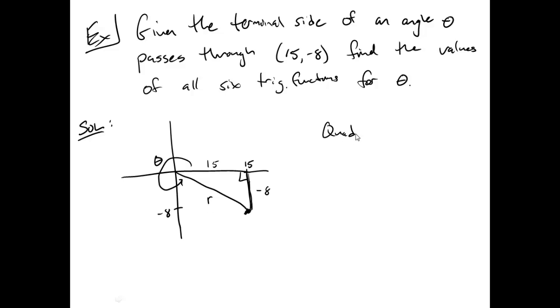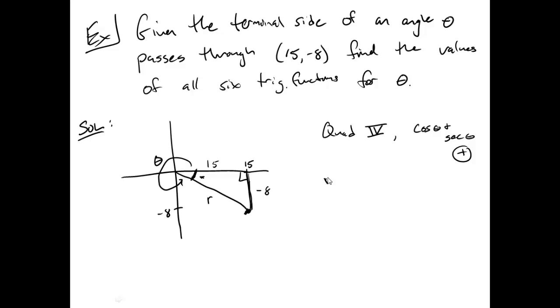Notice we're in quadrant 4. So in that quadrant we know that cosine and secant are positive. Right? Everything else should be negative. The reference angle we're looking at for theta is this angle right here. Remember, you're measuring from the x-axis. So that's the reference angle right there. You should be looking at that in terms of when we talk about opposite and adjacents.